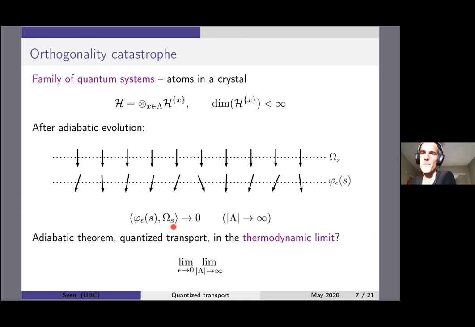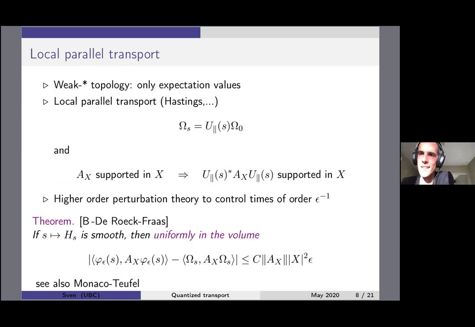And so a natural question is, what happens with the adiabatic theorem, with quantized transport, when you go to the thermodynamic limit? It's all a question of the order of limits here. The thermodynamic limit is: first you take the large volume limit, and then you take the slow driving, the adiabatic limit, epsilon goes to zero. So I would like to try to prove an adiabatic theorem in that setting. I will not go into much detail in this talk, but let me briefly tell you how you do this.